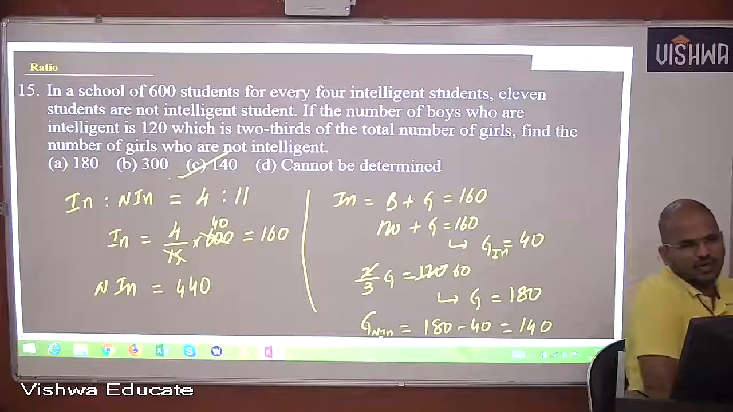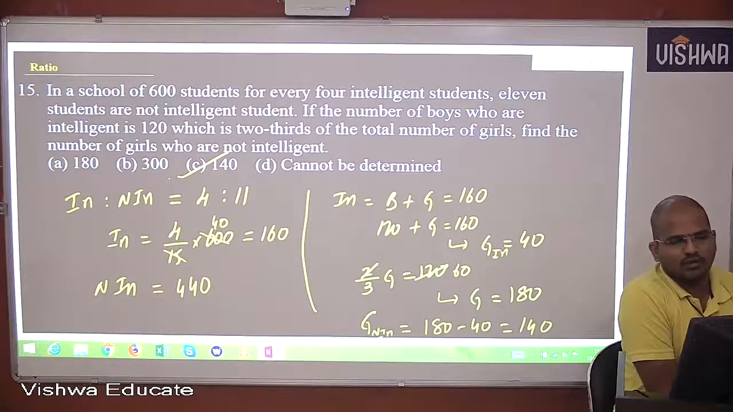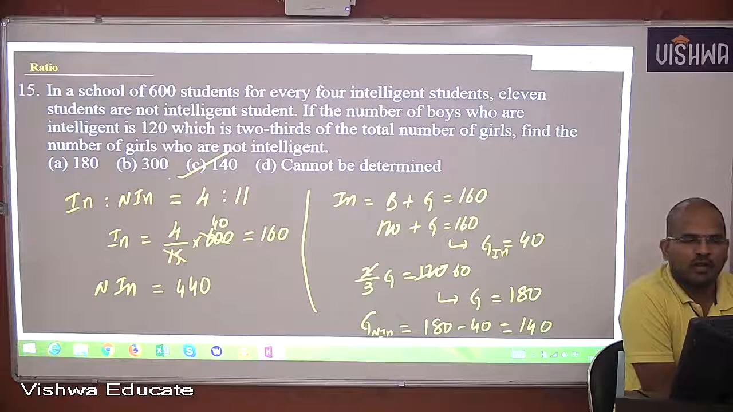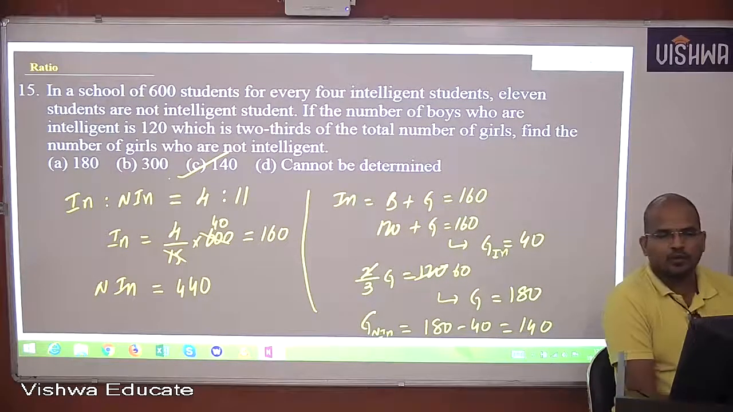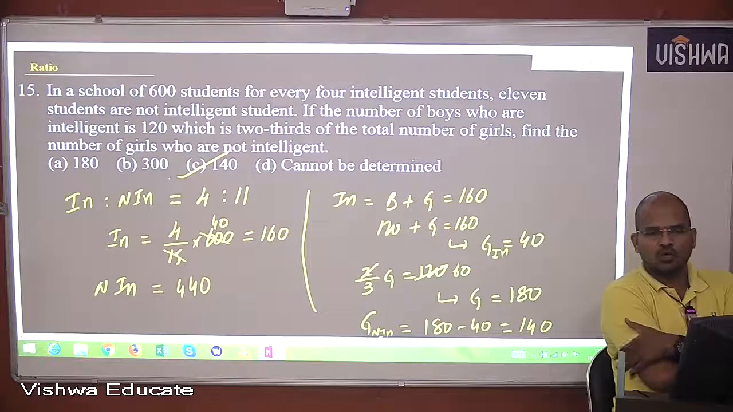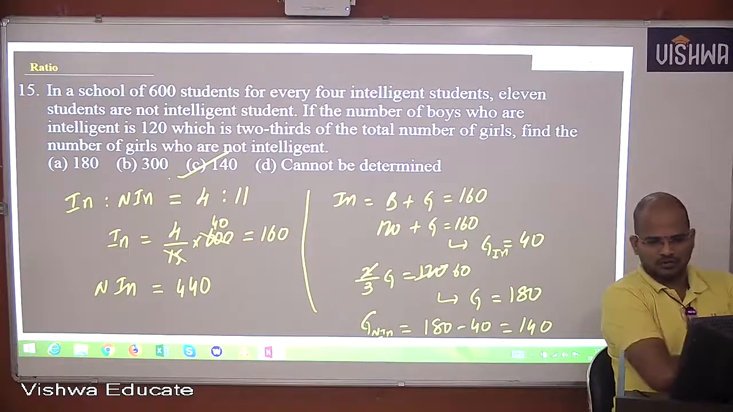The question looks lengthy, but it is hardly a simple one. In a school of 600, for every 4 intelligent, 11 are not intelligent. The number of boys who are intelligent is 120, which is 2/3 the total number of girls. Then find the number of girls who are not intelligent. The answer is there. Is that fine? Yes, please copy it down carefully.